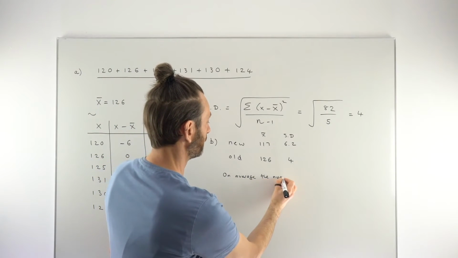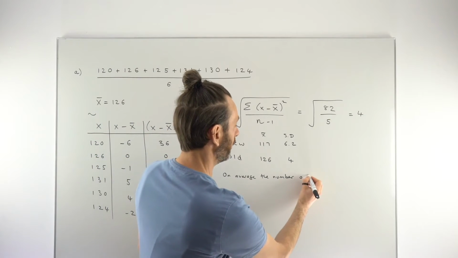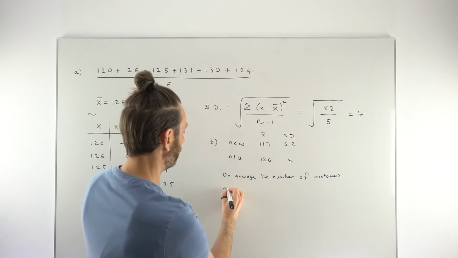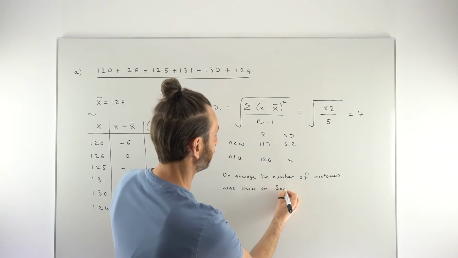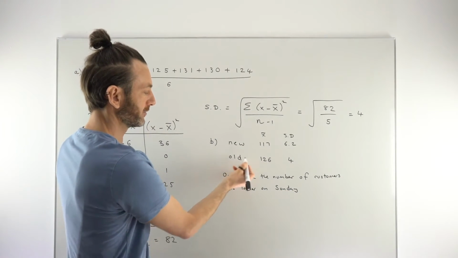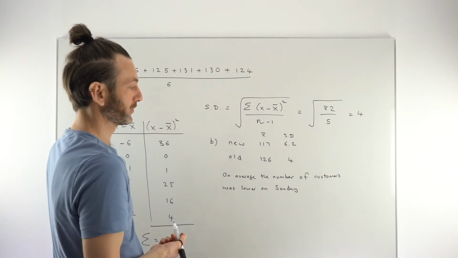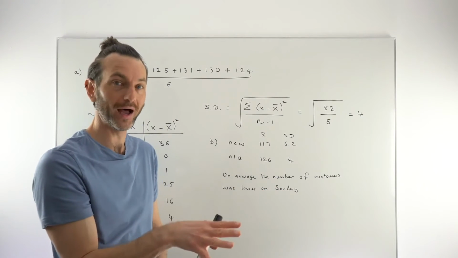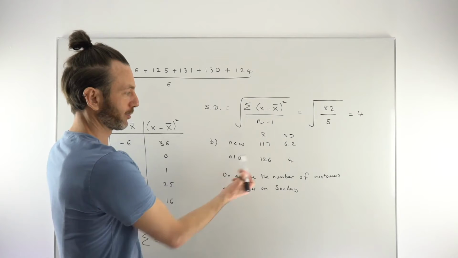the number, and it's just about fitting this word in with the question. So on average, the number of customers was lower on Sunday. So I think in this question, remember the new was a Sunday and this was a Saturday. So on average, there are fewer customers at each of the stalls on a Sunday. So that's what we can say there. We can't say there were fewer customers at each stall. We don't know that. We just know that on average, there were fewer because this is a measure of average.